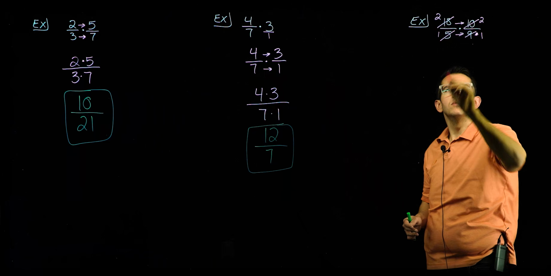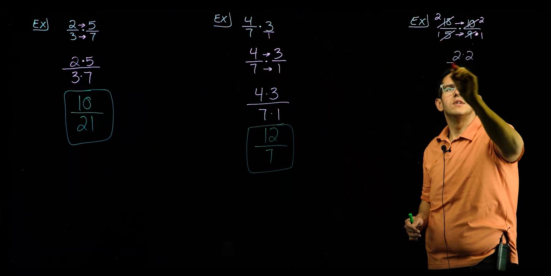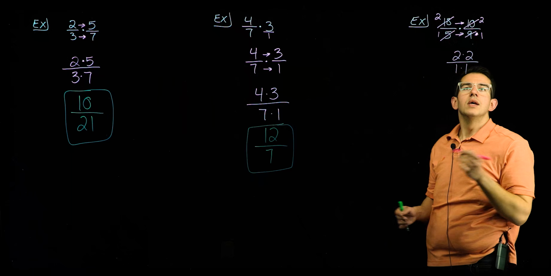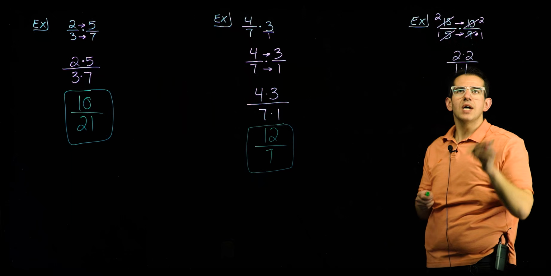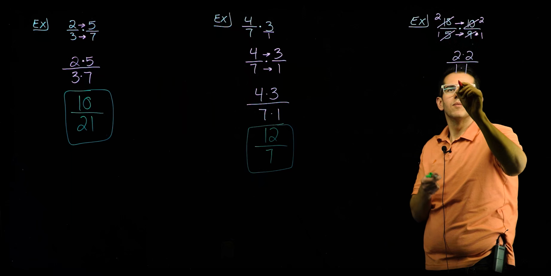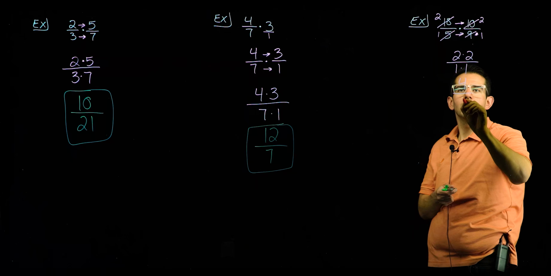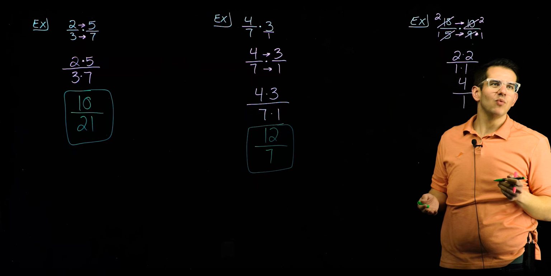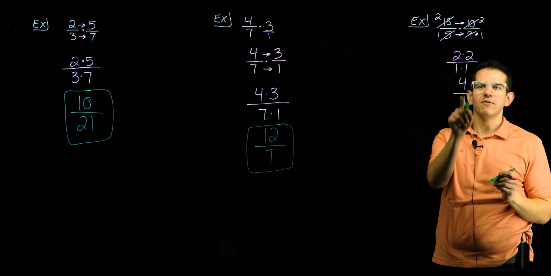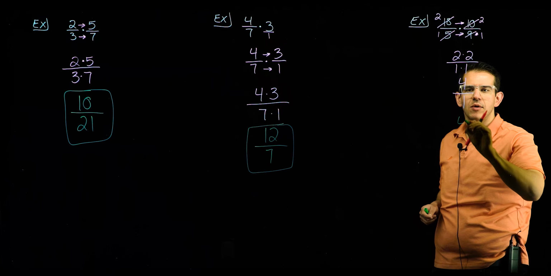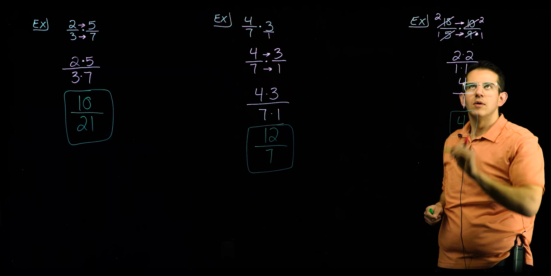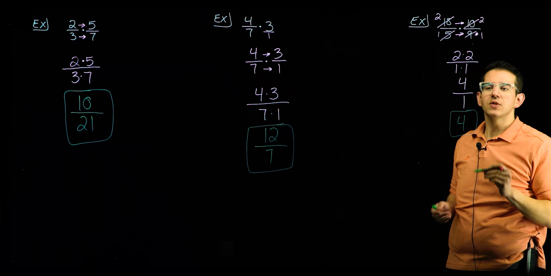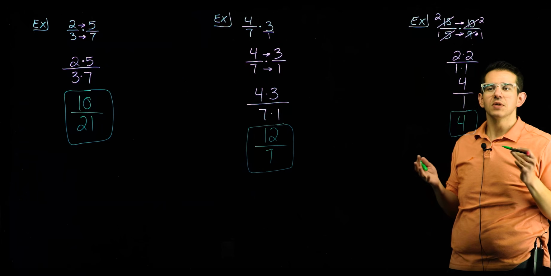2 times 2 divided by 1 times 1 leaves us with 2 times 2 is 4 over 1 times 1 is 1. And again, any number divided by 1 is itself, so 4 over 1 will just become 4. So 18/5 times 10/9 is just 4. The fractions cancel out.